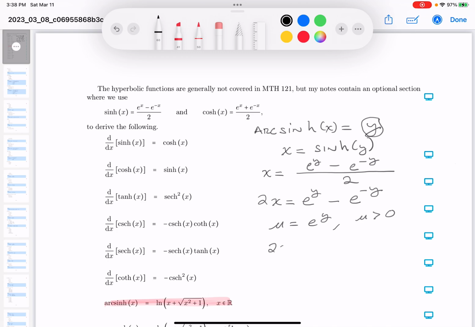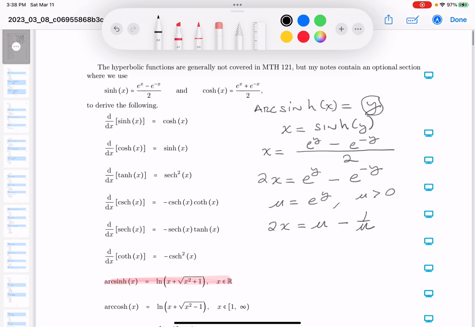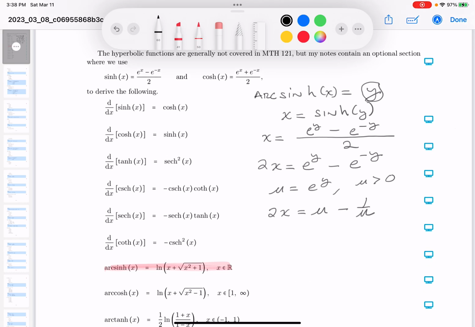All right, let me put this down now. So it's going to be 2x. Well, let's see. E to the y is just u. And what's e to the minus y going to be? That's going to be 1 over u. I'm going to multiply both sides by u. I get 2xu equals u squared minus 1. And now what I'm going to do is u squared minus 2xu minus 1 equals 0. And I'm trying to solve for u now.